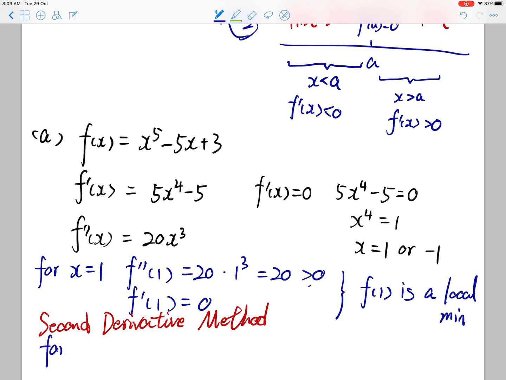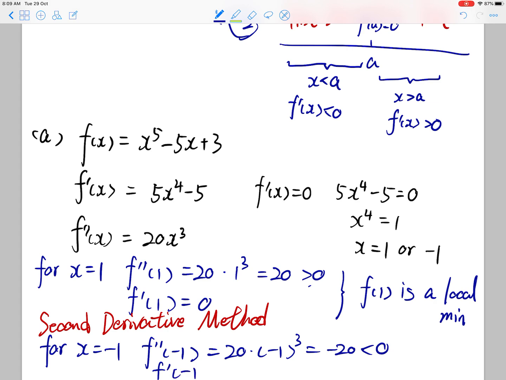So for x equals -1, the second order derivative is 20 times -1 to the power of 3, which is -20, smaller than 0. Right. And you also know that the first order derivative is 0. Combine these two facts, you know that f(-1) is a local... It's smaller than 0, so it's a local maximum.